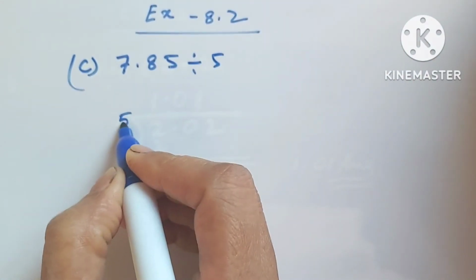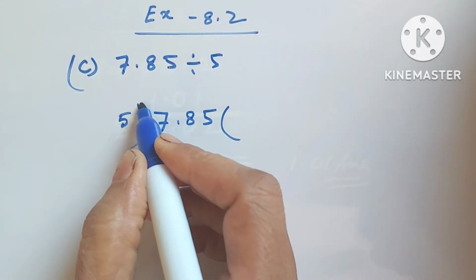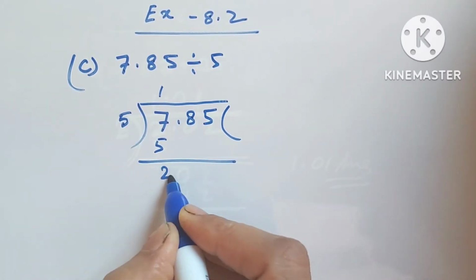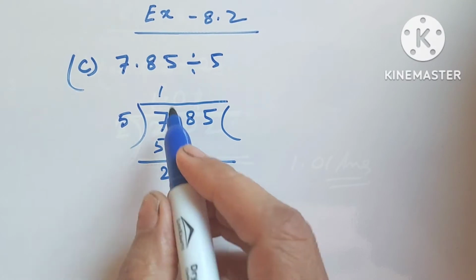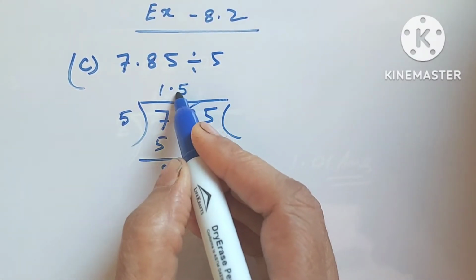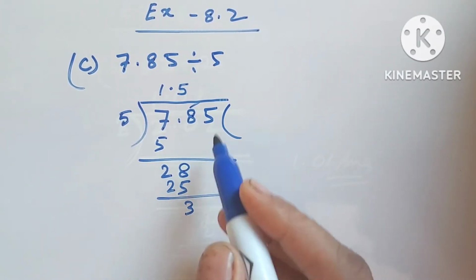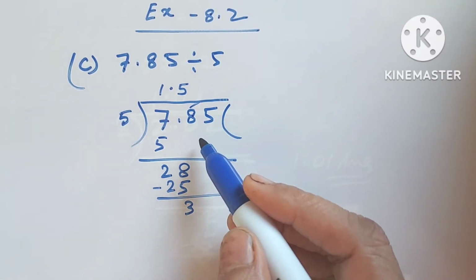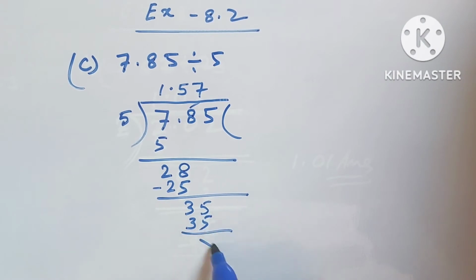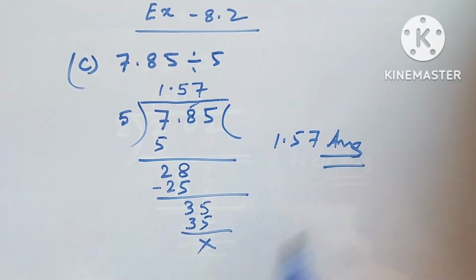7.85 divided by 5. 5 into 7 is 1, remainder 2, point, now 8, 5 into 8, 25, 3, and 5, 5 into 35 is 7, remainder 0, so the answer is 1.57.